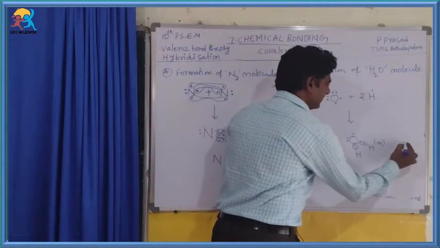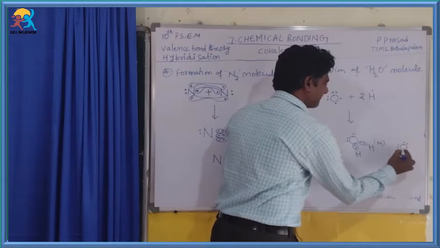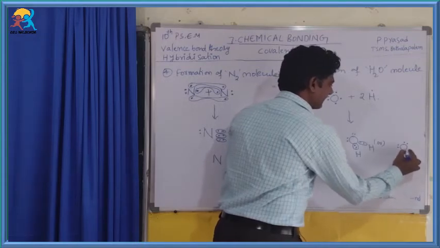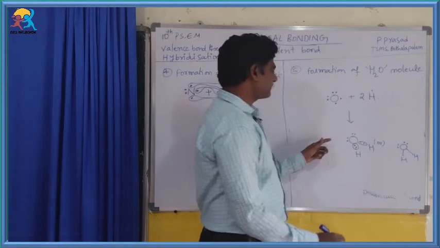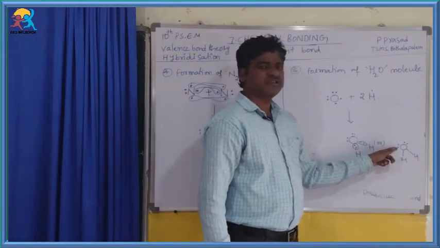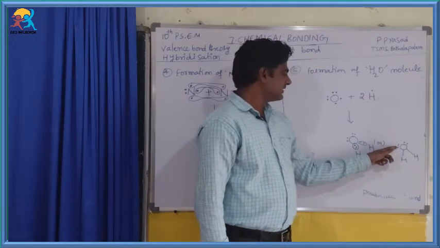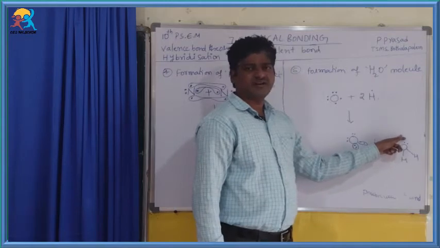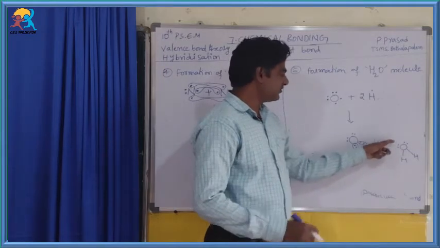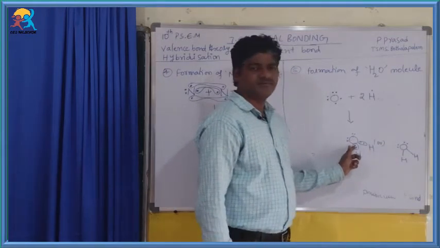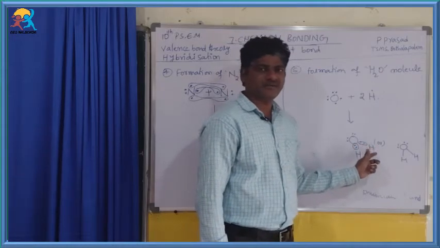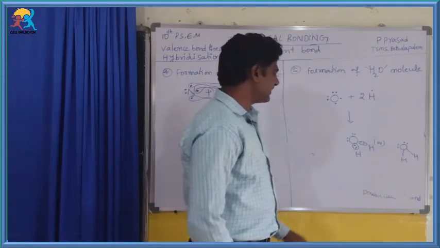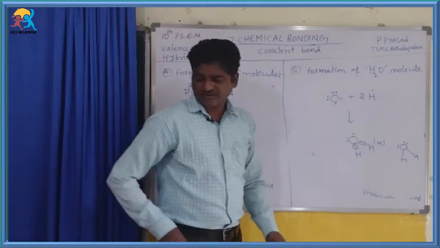Okay, the electron pairs around the oxygen atom which do not get involved in the formation of a bond are called lone pairs. Those which are involved in the bonding are called bond pairs. Okay, this is called the formation of a water molecule.